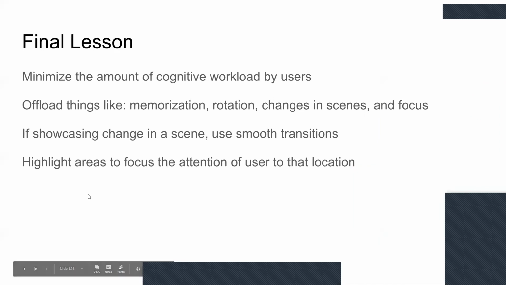And so my final little lesson is about minimizing the amount of cognitive workload involved for the user. You want to offload things like memorization, rotation, and changes in scene and focus as well. If you have changes in a scene, you want to smoothly transition between those different scenes so people see the differences. And highlight areas that focus the user's attention so they know this is tied to that given display or the specific type of task, as well.